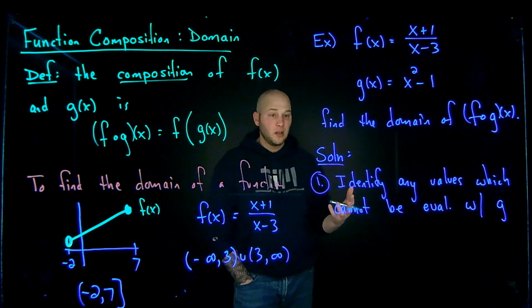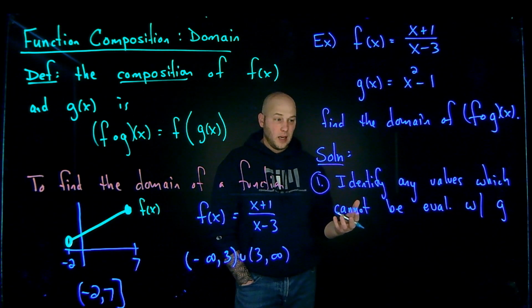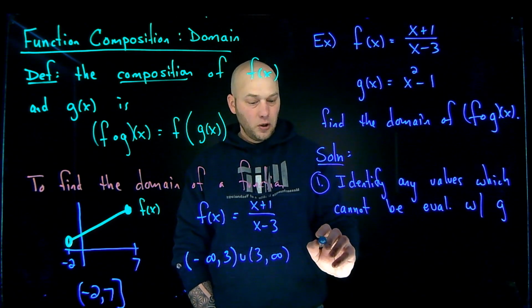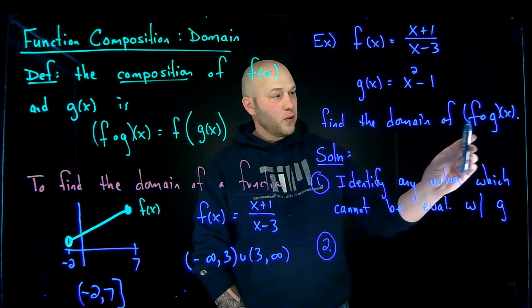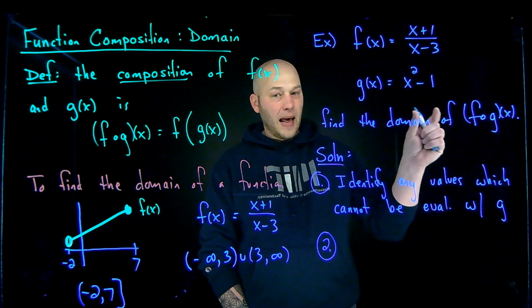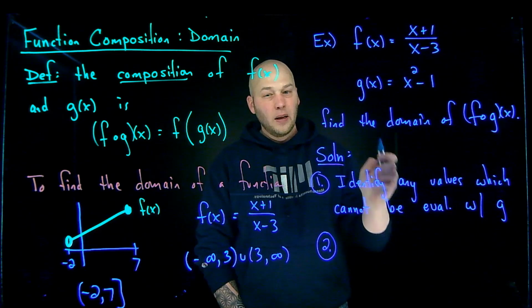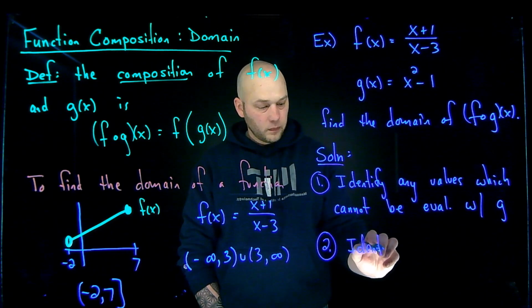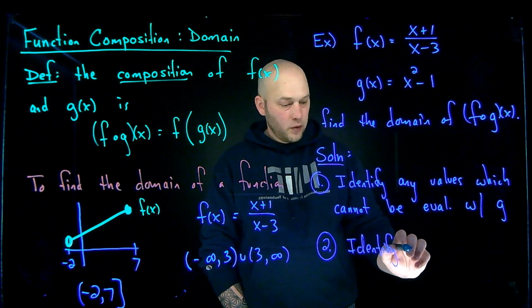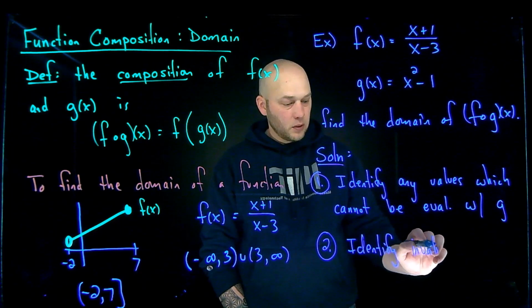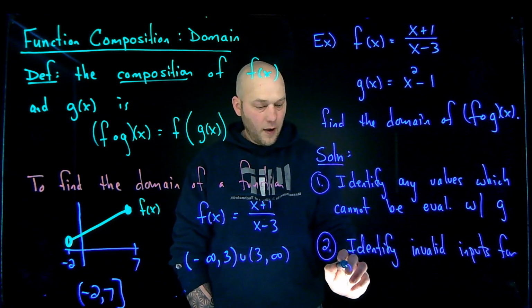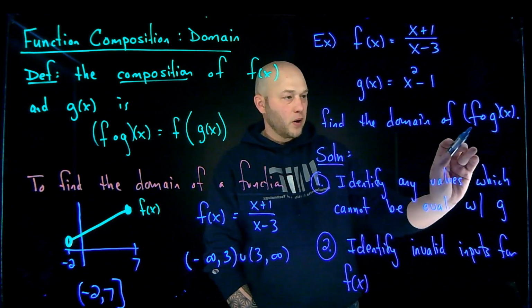Anything that I would plug into g that would give me, say, an undefined value, dividing by 0 or something, I have to eliminate from the domain of the composition. 2, remember that after I evaluate g of x, that output is then going to get plugged into f. So I also have to identify invalid inputs for f of x, or in general, just the function that's on the left here.